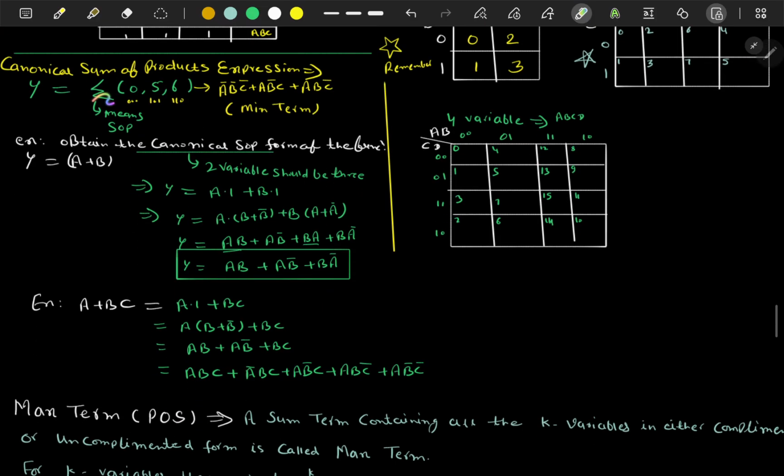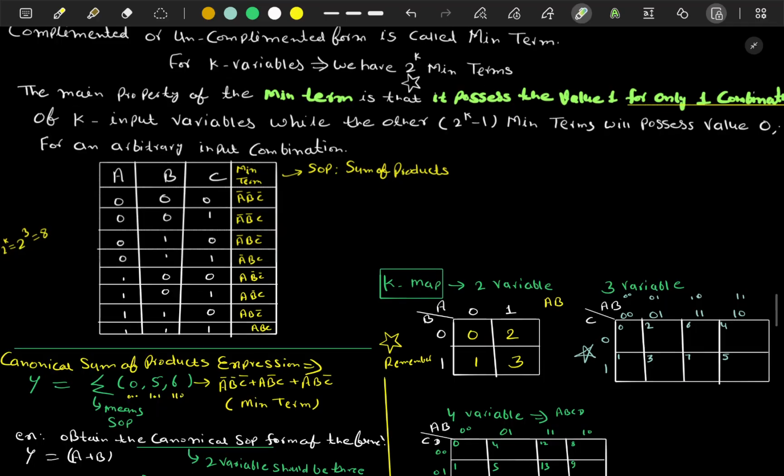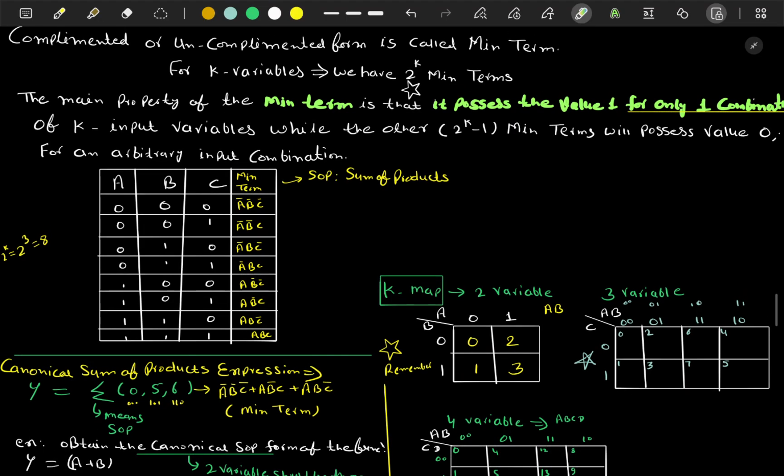Now this sum sign means SOP, sum of products. In it, what will we do? Wherever there is 0, we will put a bar, and we will run towards 1.